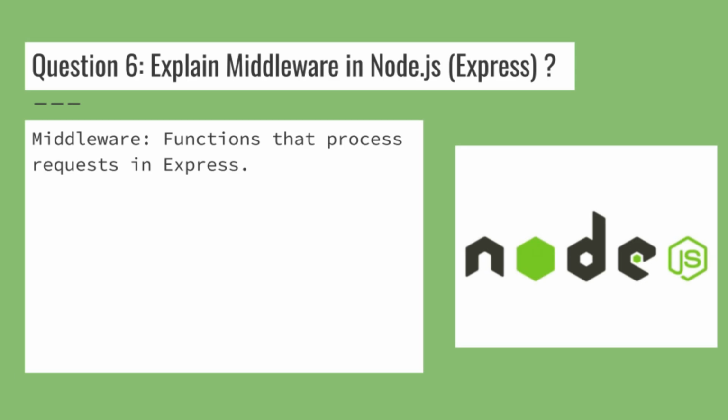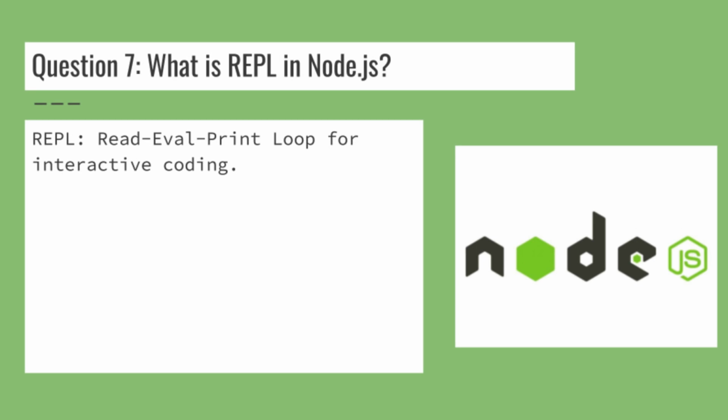Explain middleware in Node.js. Middleware functions are like checkpoints in your request handling pipeline. They allow you to perform tasks such as authentication, logging, and data parsing before the request reaches the main route handler. What is REPL in Node.js?